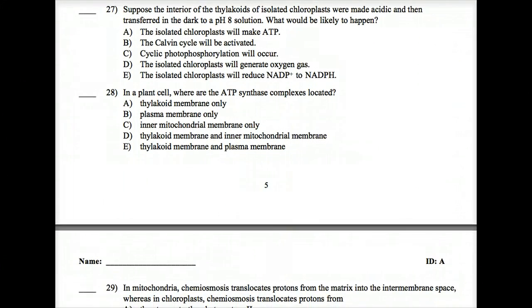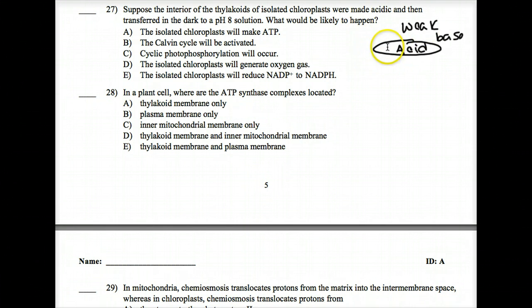27 and 28. Suppose the interior of the thylakoids of isolated chloroplasts were made acidic and then transferred into the dark of a pH 8 solution. What will be likely to happen? Okay, so I'm going to make the thylakoid like acid, and then I'm going to put it in a weak base. Do you guys remember how we talked about how the electron transport chain was on the inner membrane and it pumped stuff into the inner membrane space, but then the ATP synthase got it pumped back across? Yeah, you might not remember that.